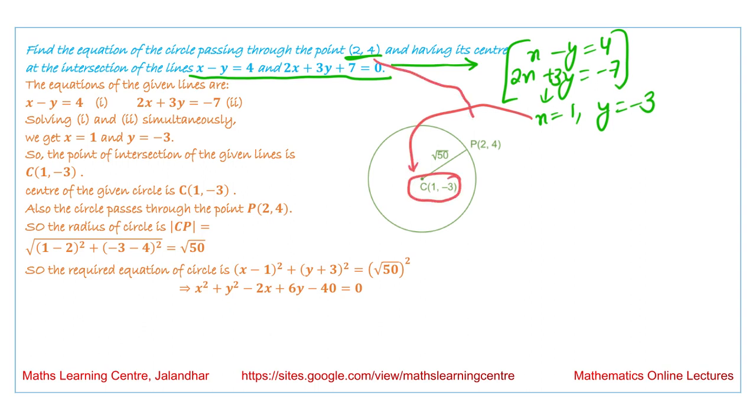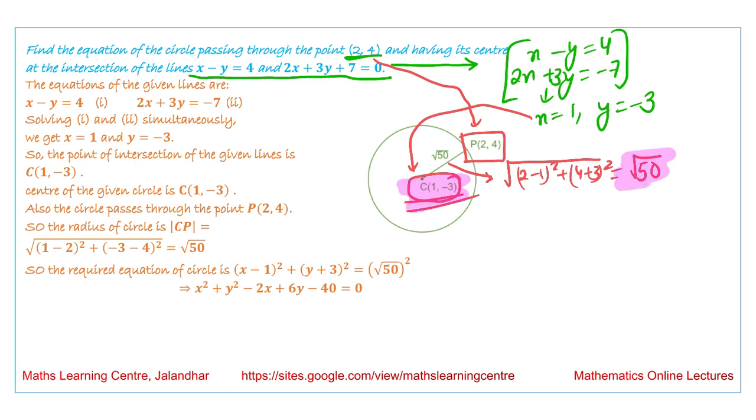Now this circle is passing through the point (2, 4). So again by distance formula, the distance between P and C is square root of (2 minus 1) square plus (4 plus 3) square. So the answer we get is square root of 50. So we have the coordinates of the center, (1, minus 3), and this is the radius of this circle. So by using the standard equation, we obtain the equation of the circle as (x minus 1) square plus (y plus 3) square is equal to 50.